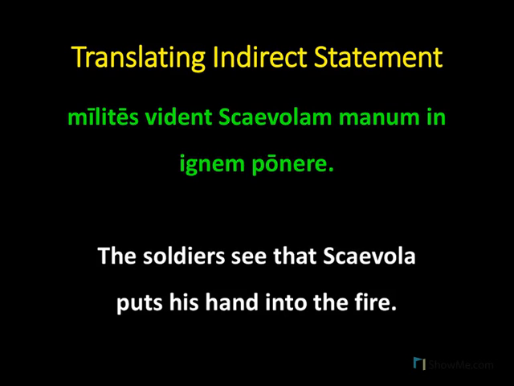We have the three main characteristics of the indirect statement. We have the head verb, a verb of perception, vident, they see. We have our accusative subject of the indirect statement, Scaevolam. And we have an infinitive. This one is a present active infinitive, ponere.